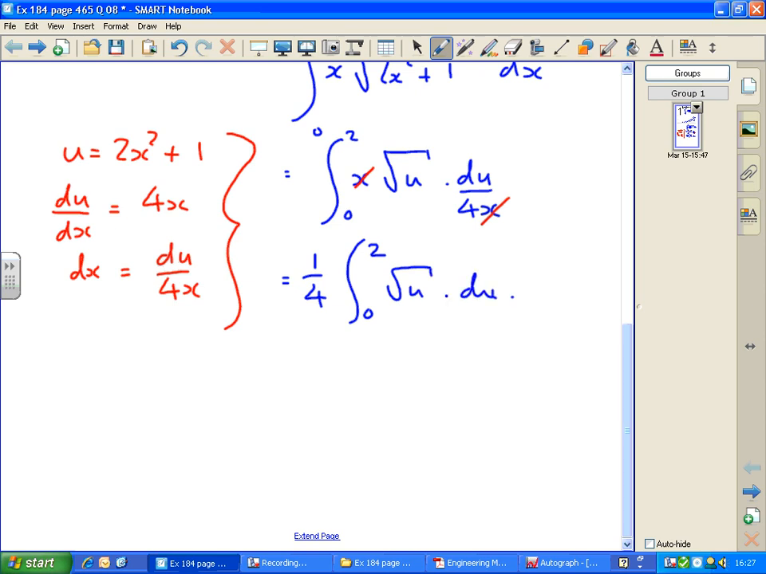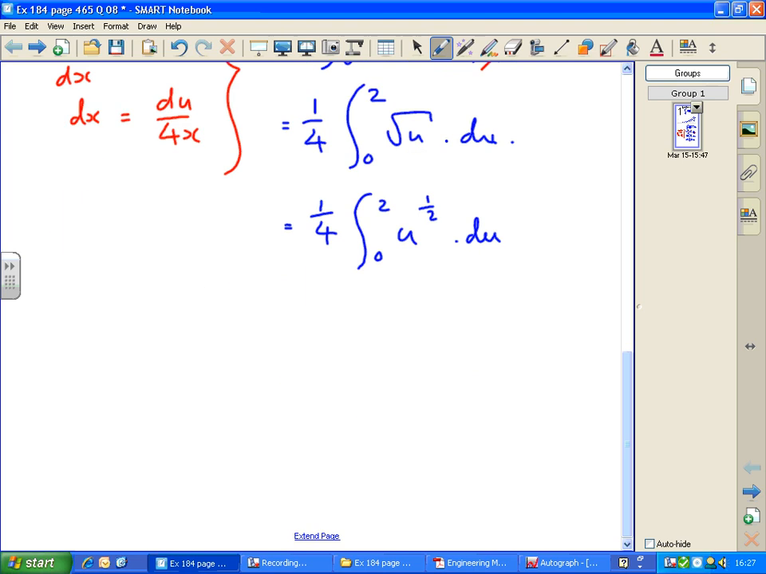So to do this, remember that the square root of u can be written as u to the half du. So now we can do the integral. Add 1 to the power, divide by the new power. This equals a quarter of u to the 3 over 2 divided by 3 over 2 plus c. Dividing by 3 over 2, we invert and multiply, so this is times 2/3.